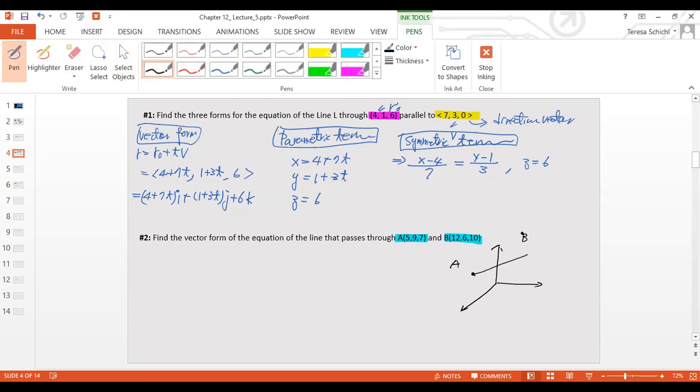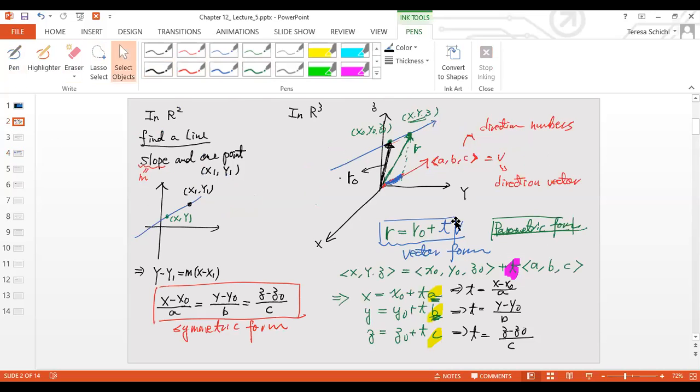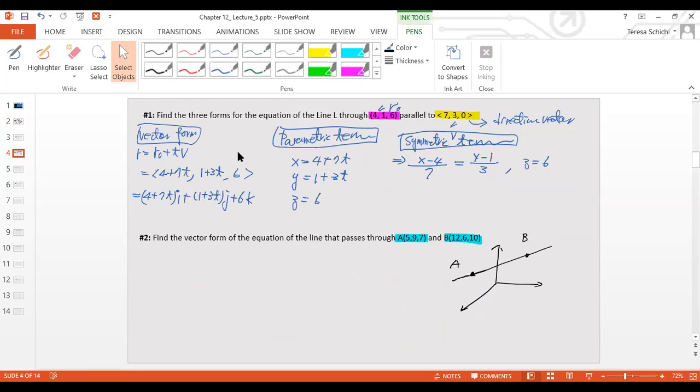Now remember, we need a line that goes through these 2 points, point A and point B here. The first thing, remember, we need x, y, z, the general form. It has to be parallel. We need to find the directional vector. So first, let's try to find the vector AB here.